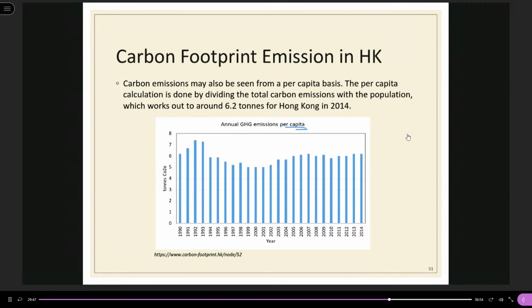Okay, so in Hong Kong in the year 2014, our carbon emission is around 6.2 tons per person per year. So how many kilograms is 6.2 tons? 6,200 kg per year per person. So it's already very much.